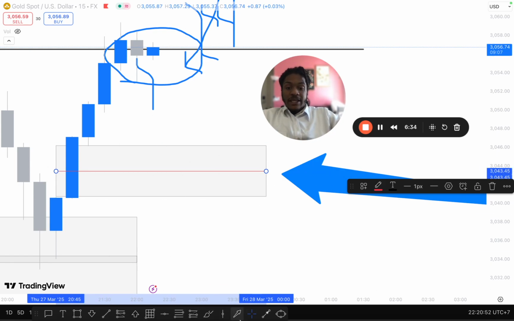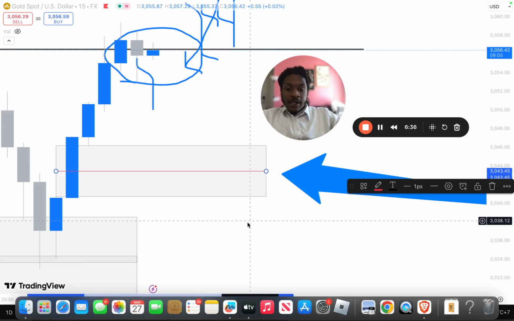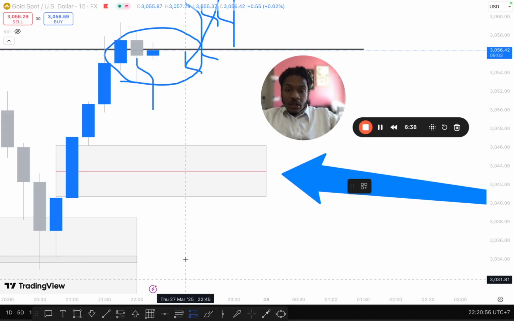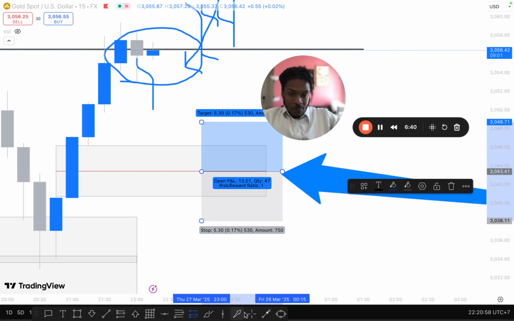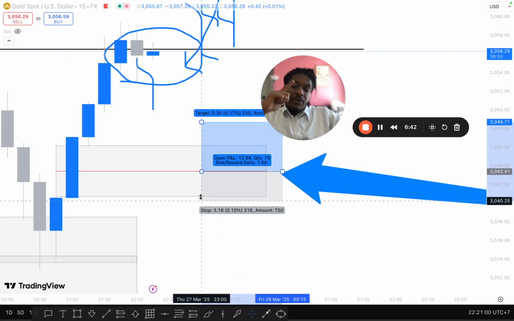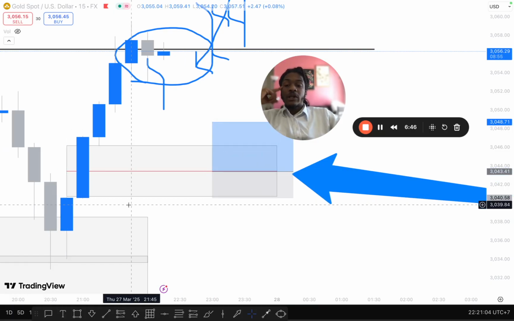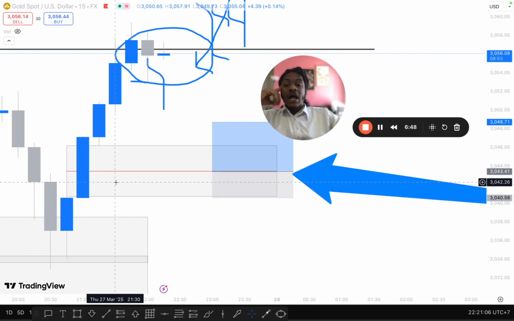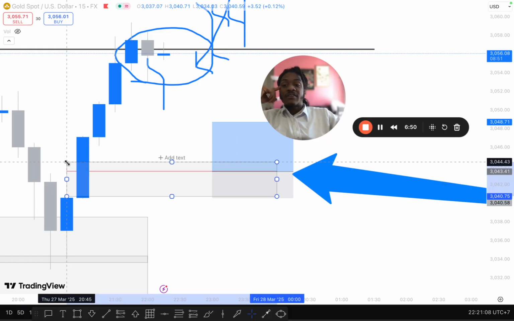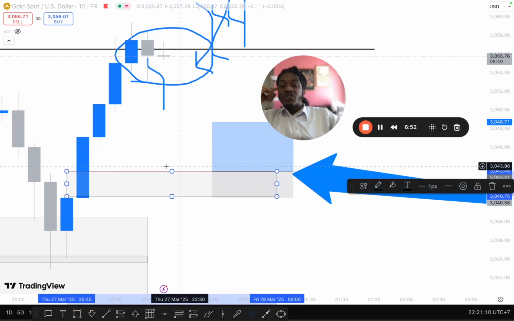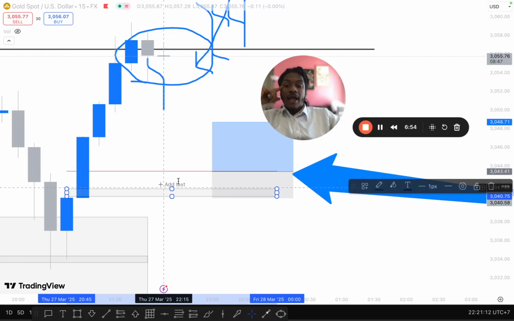So I just split the gap in half, and now I'm going to take my entry or risk reward tool, and here's how I would enter. I would enter right at the middle, and then put my stop loss right here at the edge of the gap, or at the beginning of the gap. That is the number one type of entry that I take. The second type of entry that I take is I will drag the gap box.